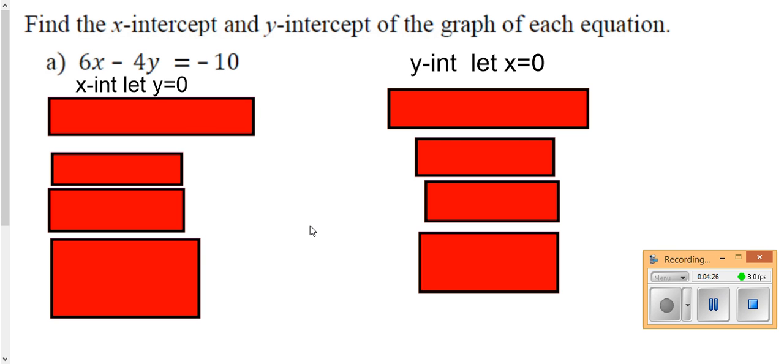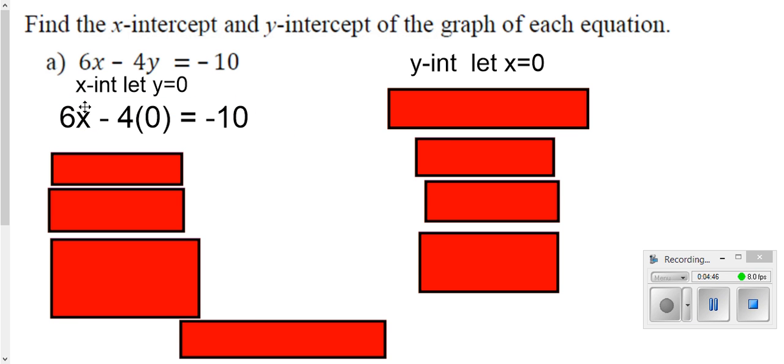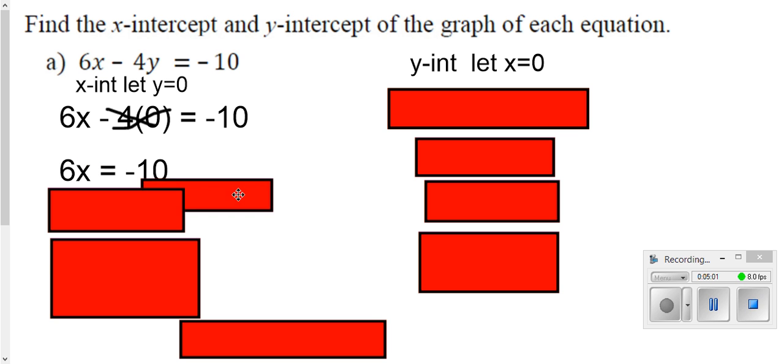Let's try A. Here we go. We've got 6x minus 4y equals negative 10. So I'll solve for the x-intercept first. For the x-intercept, we let y equal 0. So this y right here in the equation is going to be 0. And we end up with 6x minus 4 times y, which is 0 right now, equals negative 10. So basically this goes away. We're left with 6x equals negative 10.